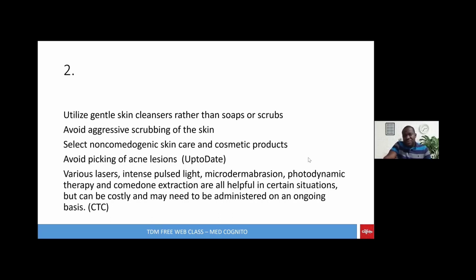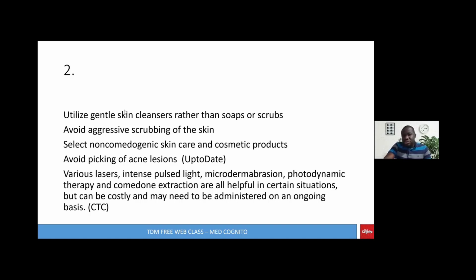Also, because the question is for non-pharmacological, things like various lasers, intense pulse light, microdermabrasion, photodynamic therapy, comedone extraction, these are all regarded as non-pharmacological measures. So you'll be marked right if you put any of these down as well. Okay, you cannot state anything that involves medication for that matter.